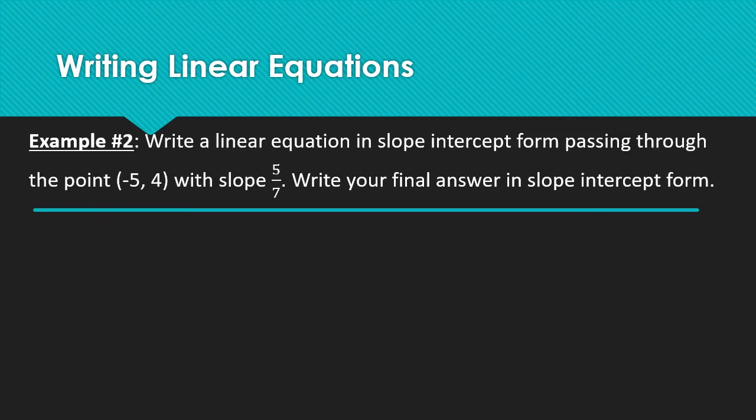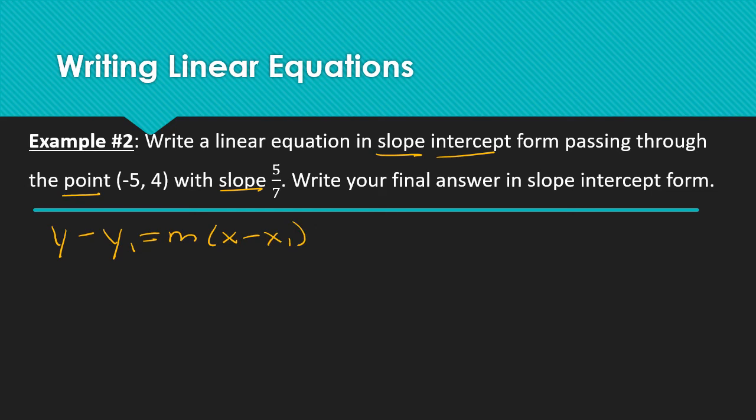Okay, example 2. Write a linear equation in slope-intercept form, passing through the point (-5, 4) with slope 5/7. Write your final answer in slope-intercept form. So if we look at this particular problem, they gave you a point, they gave you a slope, so we have to use point-slope form. So for some of you, that means writing what you know. Point-slope form is y minus y1 equals slope times x minus x1.